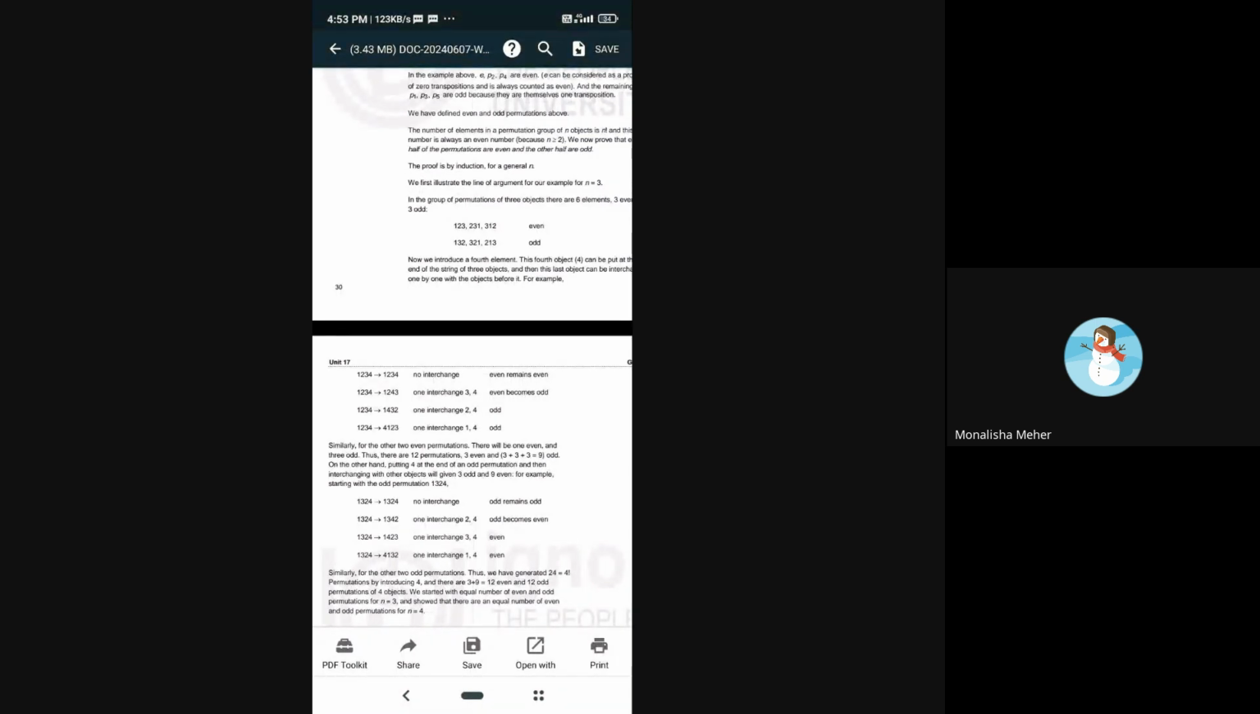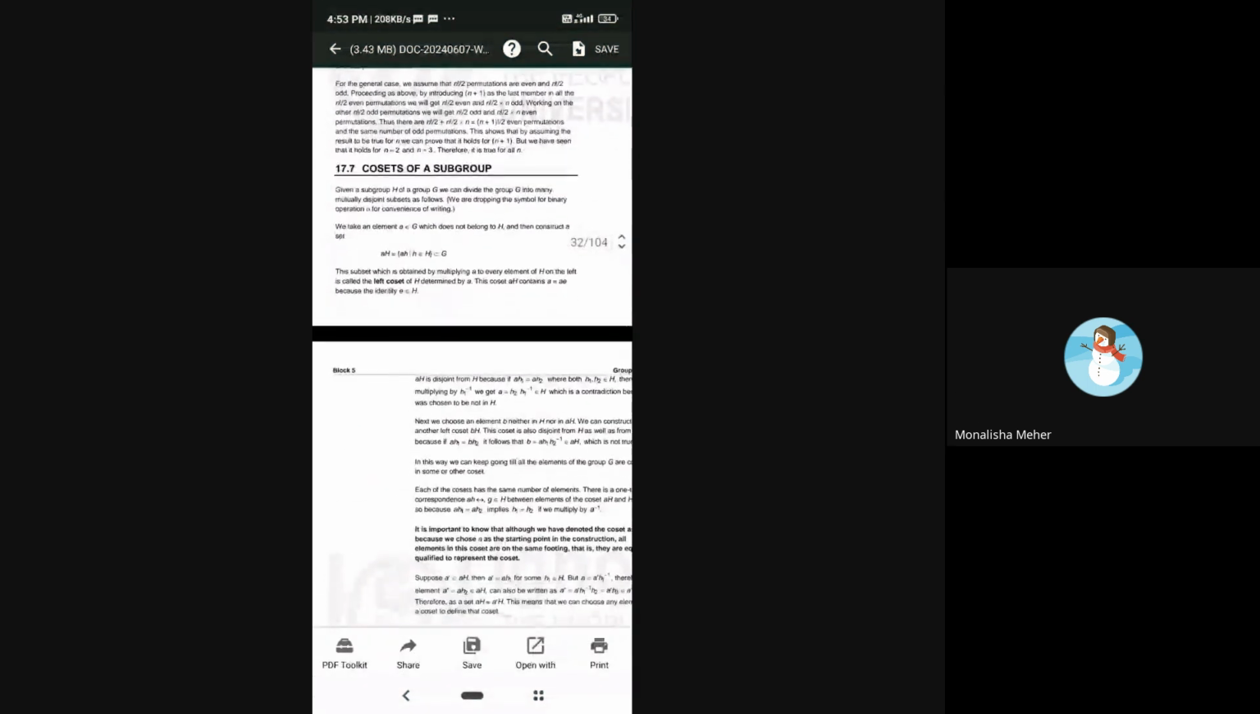In some cases, even remains even. In some cases, even becomes odd, and so on and so forth. Then, coset of a subgroup.